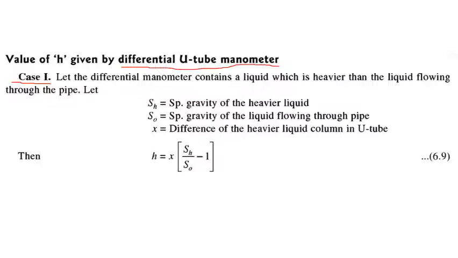In the first case, the liquid in the manometer is heavier than the liquid flowing in the pipe. In that case, the equation is x into (SH by S0 minus 1), where x is the difference of the level of heavier liquid in the U-tube, SH is the specific gravity of the heavier liquid, and S0 is the specific gravity of the lighter liquid which is flowing through the pipe.